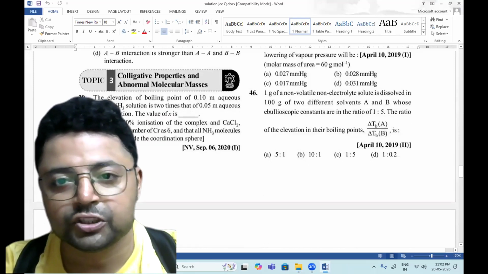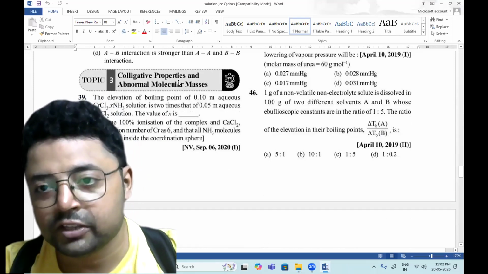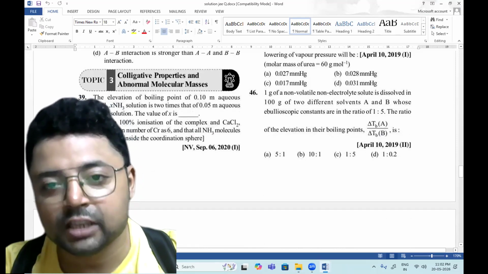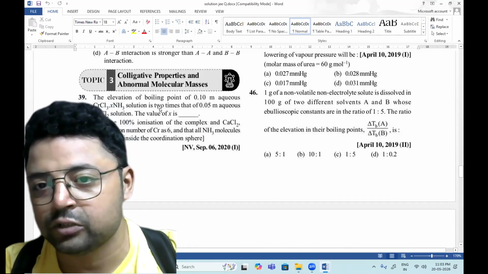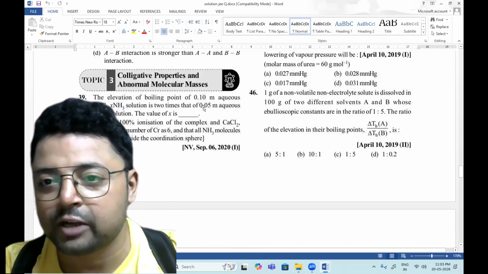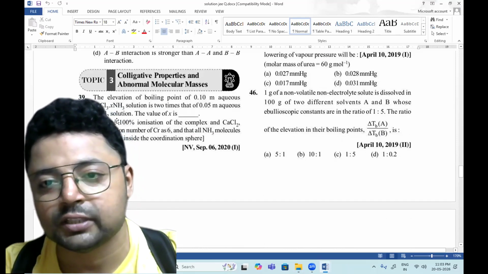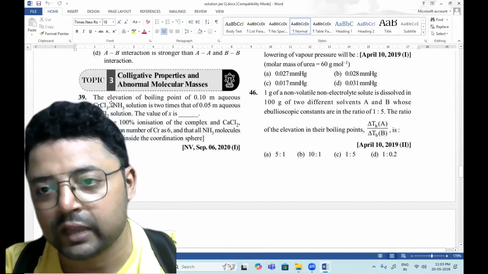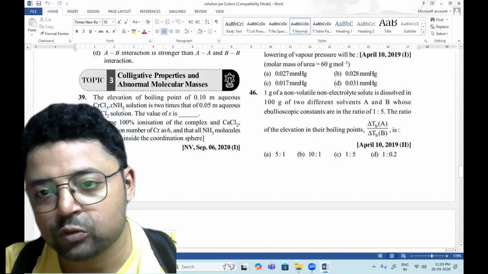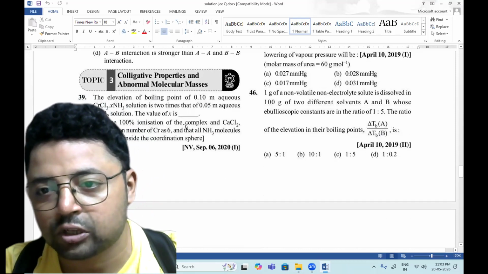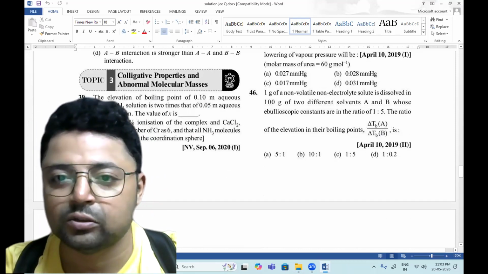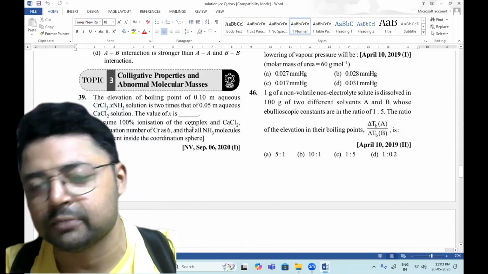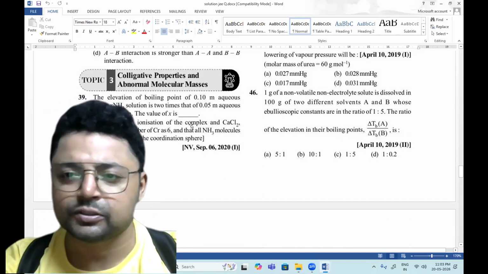Question number 39. The elevation of boiling point of 0.1 molar aqueous CrCl3·xNH3 solution is 2 times that of 0.5 molar aqueous CaCl2 solution. You have to just find the value of x. Assume 100% ionization for the complex and CaCl2. So for both the cases, they have told you to assume 100% ionization, meaning they are completely dissociated.